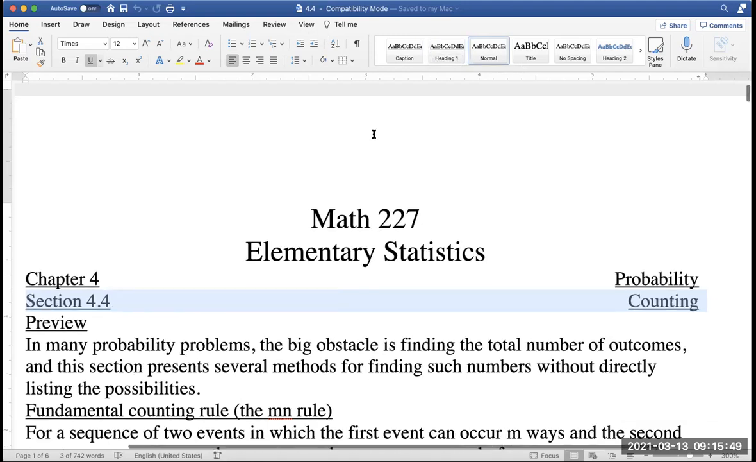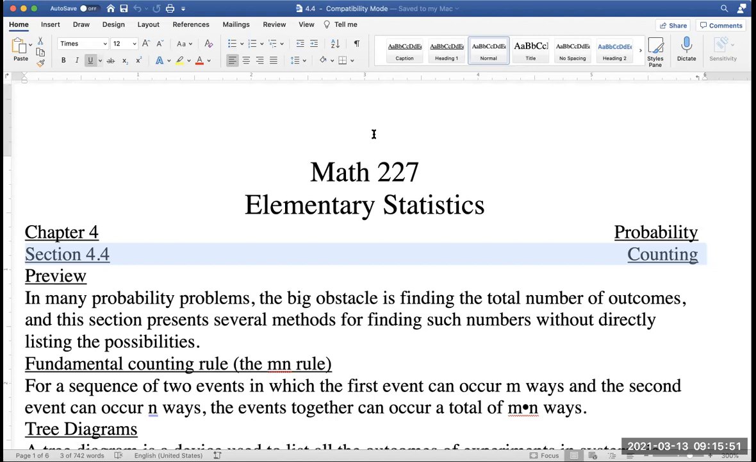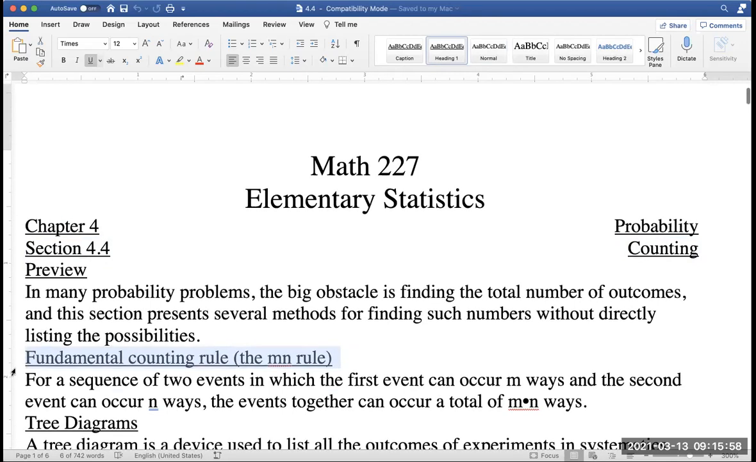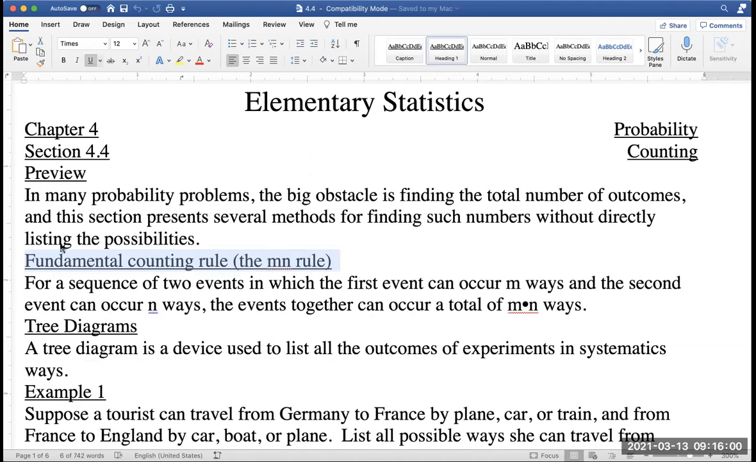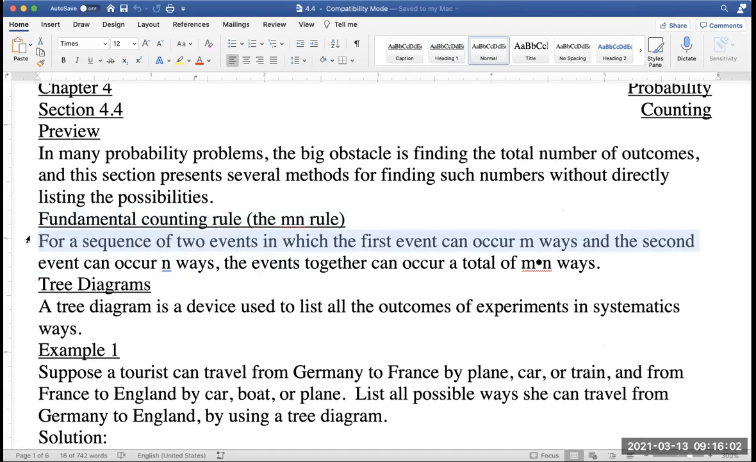Okay, so section 4.4. The fundamental counting principle. For each sequence of two events in which the first event can occur in m ways and the second event can occur in n ways, the events together can occur in a total of m times n ways. So you just multiply them together.